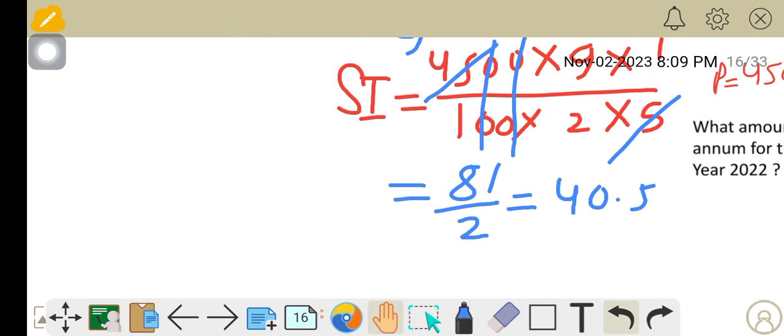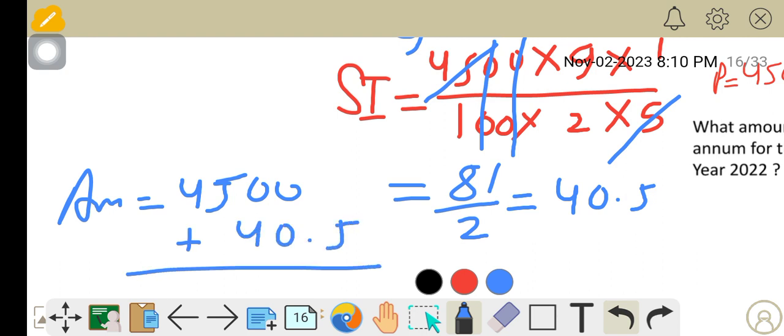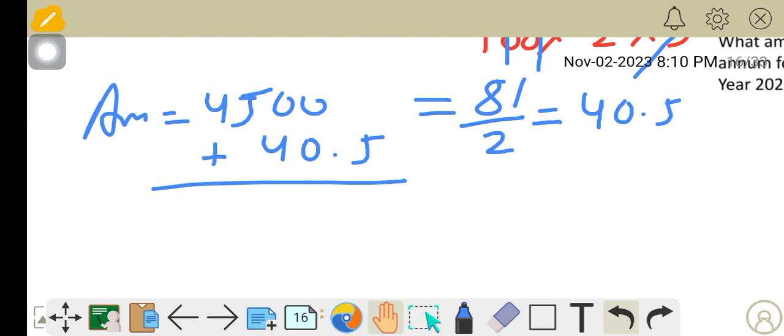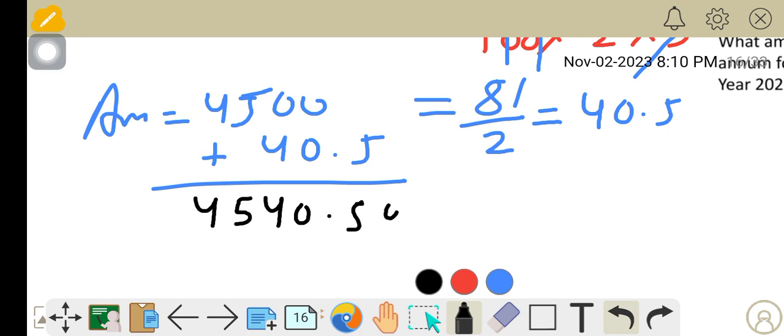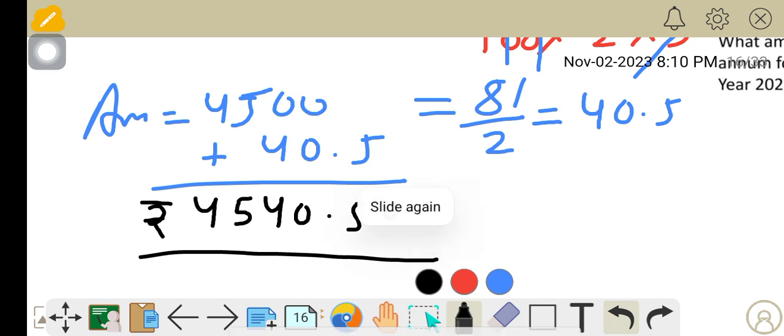But we need to calculate total amount. So formula of amount is principal 4,500 plus 40.5 as interest. So total amount that Rina will get is 4540.50, as it can be read as 4540 rupees and 50 paise. This is all the questions that I have asked in holiday homework.